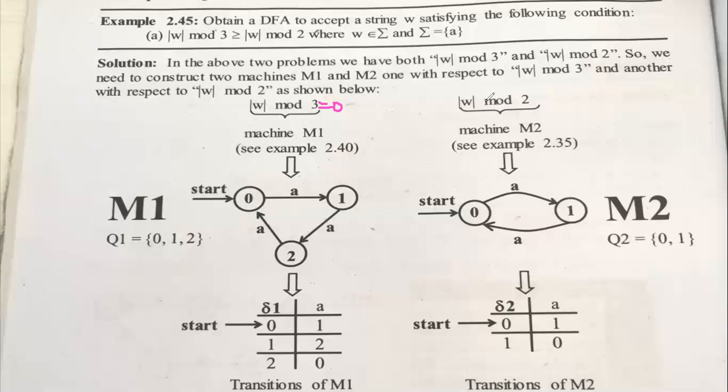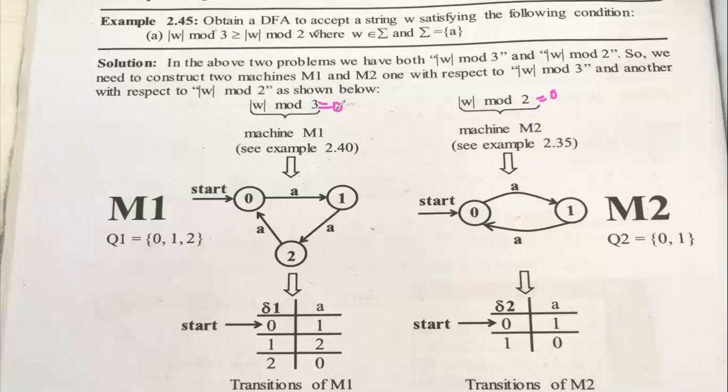Here also, just observe. Mod 2 we are having. If it is equal to 0, it means whenever we get an even number of A's, it should be accepted. Because of that, on receiving A, 0 goes to 1, and on receiving one more A, it comes back to 0 exactly. So if it is equal to 0, then 0 will be the final state. By assuming it as 0, we are designing these two machines over here.